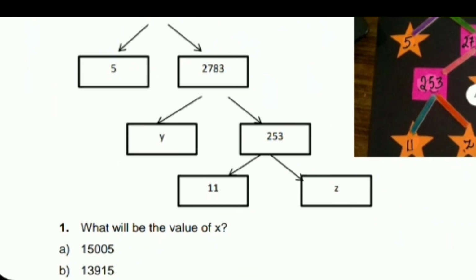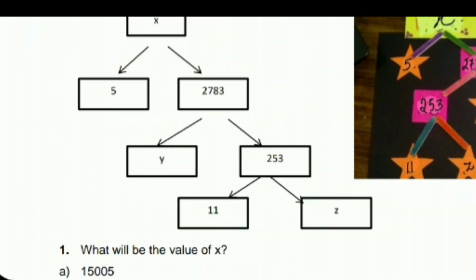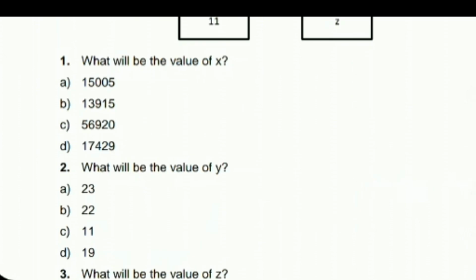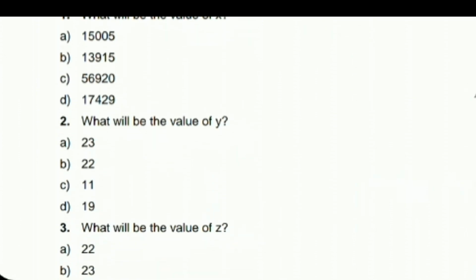You need to find the unknown variables in each question. So the first question is, what will be the value of x? After dividing x by 5, you got 2783. So to find the number, you will have to multiply 5 into 2783. When you multiply, your answer will be 13915.